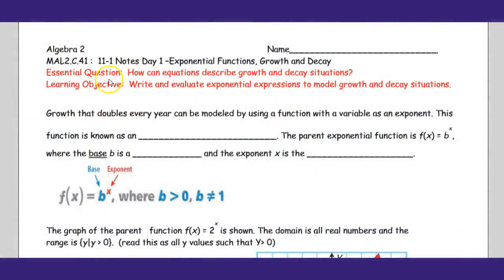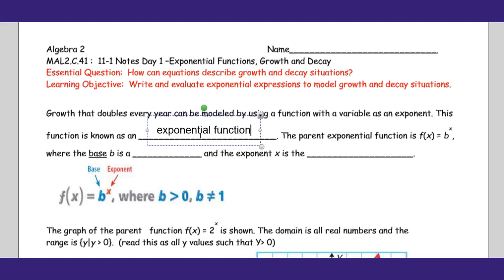Right here we have exponential functions, growth and decay. How can equations describe growth and decay situations? Write and evaluate exponential expressions to model growth and decay situations. Growth that doubles every year can be modeled by using a function with a variable as an exponent. This function is known as an exponential function.